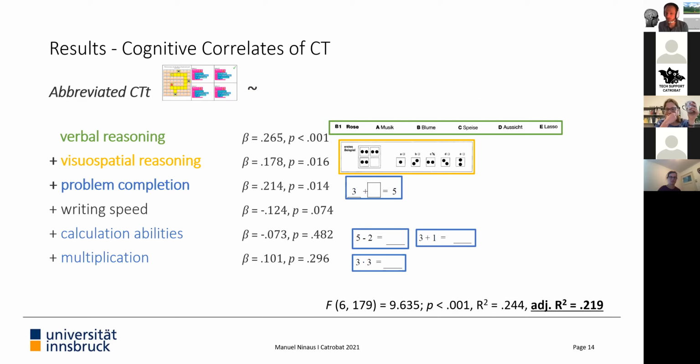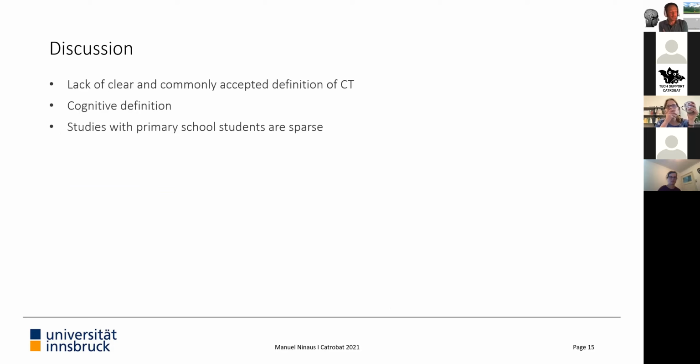Writing speed and basic numerical abilities like calculation abilities and multiplication did not predict unique parts of the variance in CT. So even though over the last 15 years, numerous national and international initiatives suggested CT as a crucial 21st century skill, and research so far supports the notion that CT seems to be a skill that should be taught early on in education.